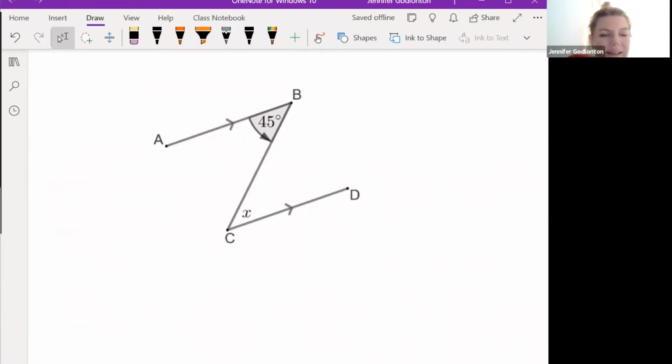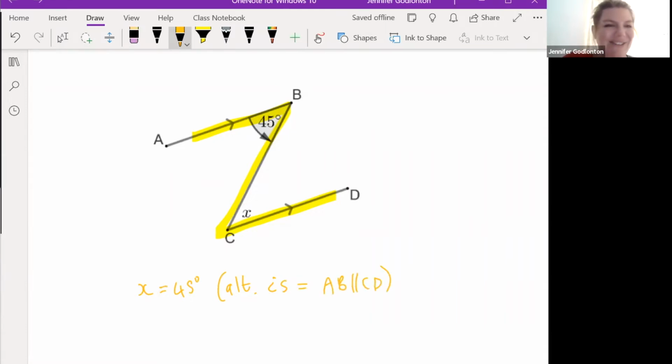Debo, can you help me? What is X going to be in this situation? X is equal to 45 degrees. Reason is alternate angles. Good. X is equal to 45 degrees. All the angles are equal. And then you were finishing that off for me? AB is parallel to CD. Perfect. 100%. Nice job.